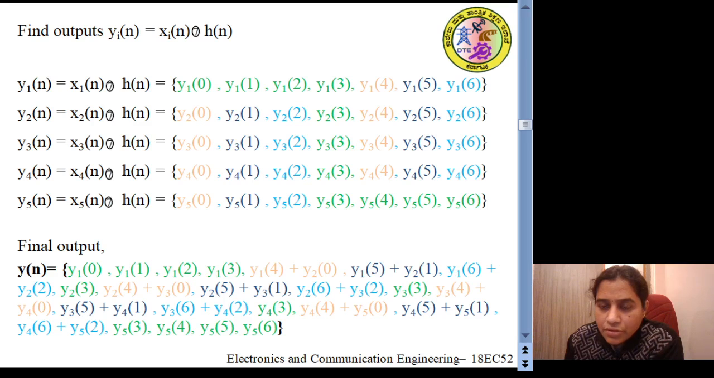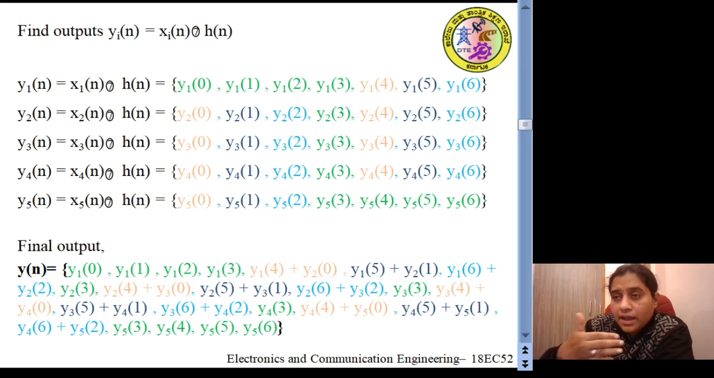These 4 samples which I have highlighted in green color, we are keeping as they are. You can observe that the final output is y1 of 0, y1 of 1, y1 of 2 and y1 of 3. We are not doing any manipulations or mathematical operations here. Simply we are keeping these samples as they are. But observe, we are considering M minus 1, that is, M here is 4, so 4 minus 1 is 3. Three samples are getting added with the first 3 samples of the next block.